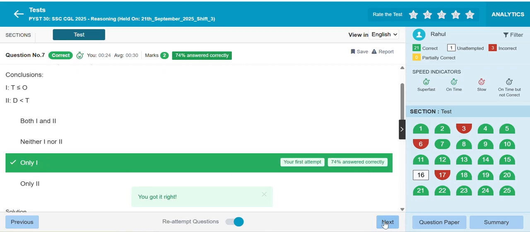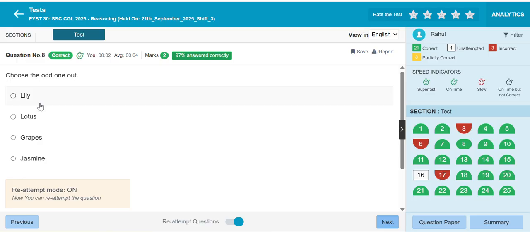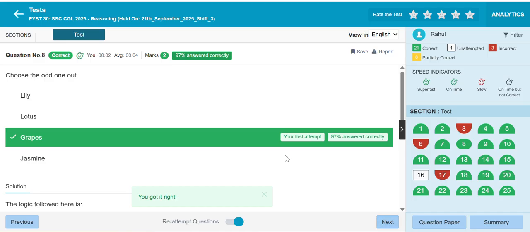Yes. So next is odd one out. Lily, lotus, grapes, jasmine. So lily is a flower, lotus is a flower, jasmine is a flower. So grapes will be the right option.